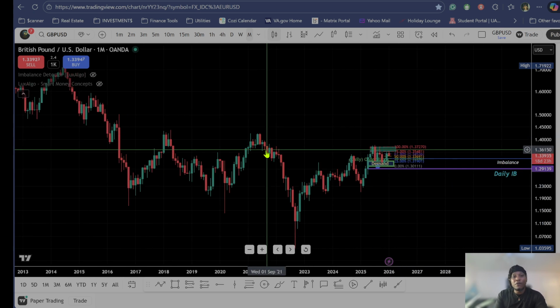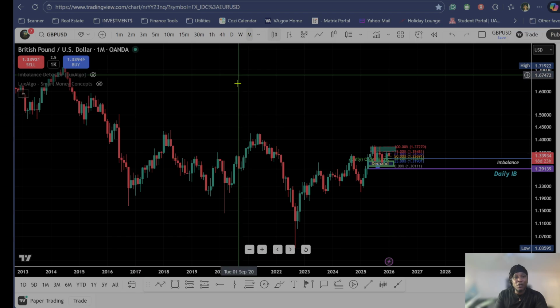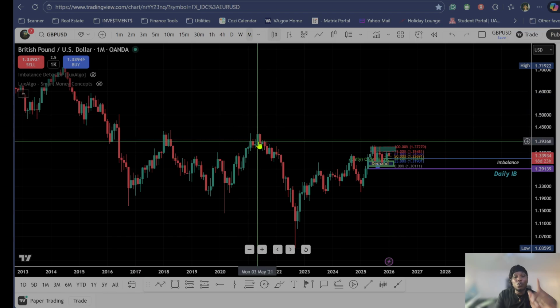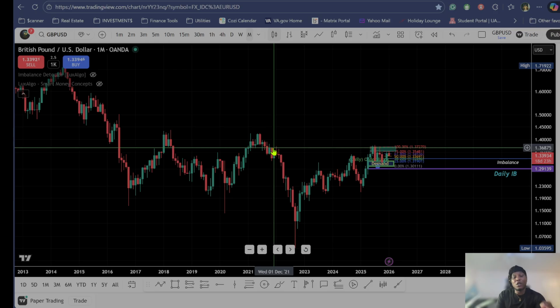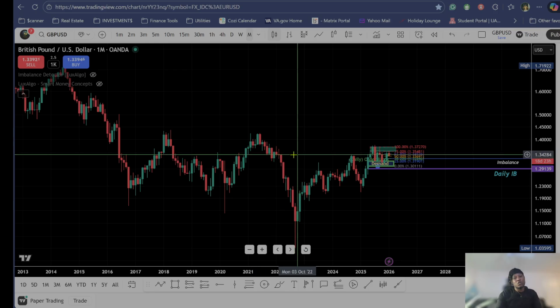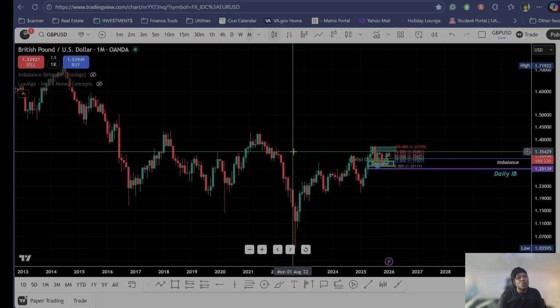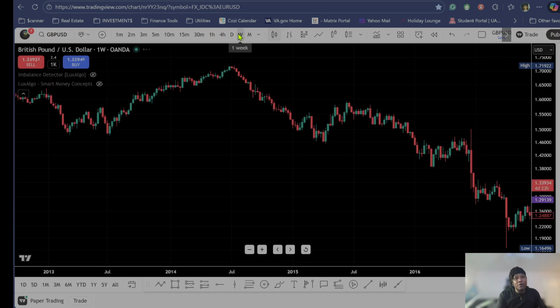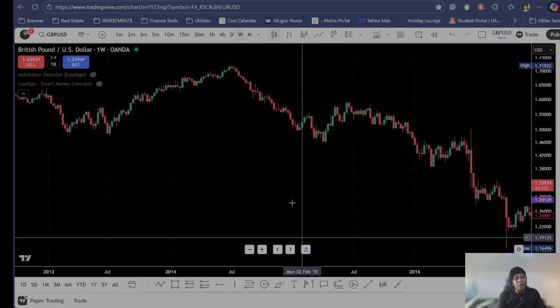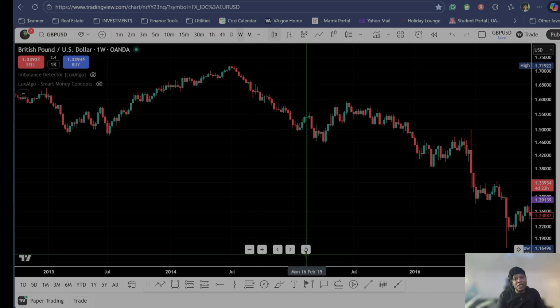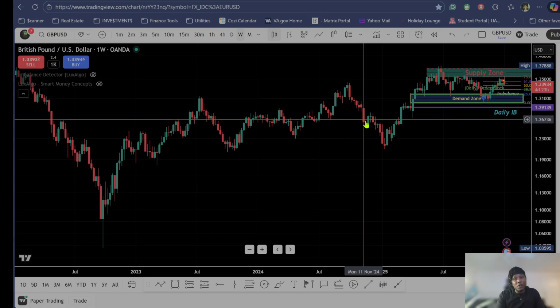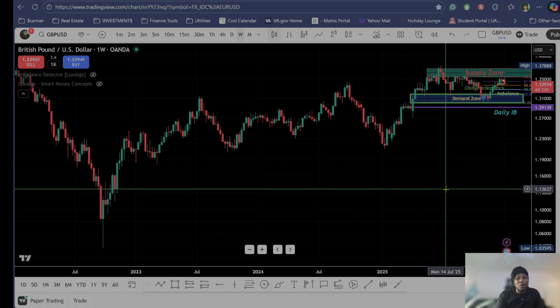Each one of these candles, because I clicked on the month, took 1 month to completely close, from the open to the close. This is a month, and the same thing goes if I click on the weekly up here. All these candles took a week to close.